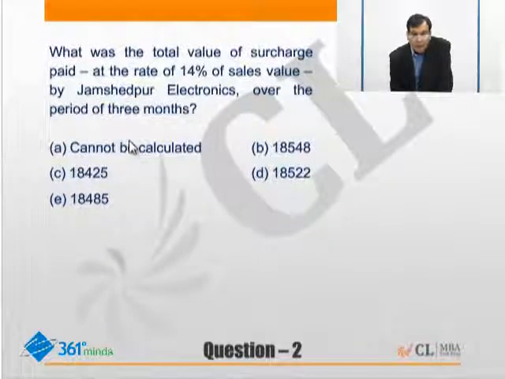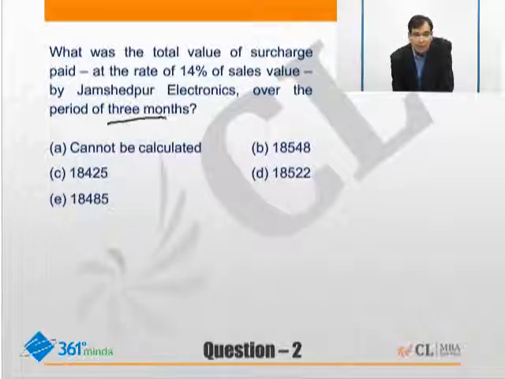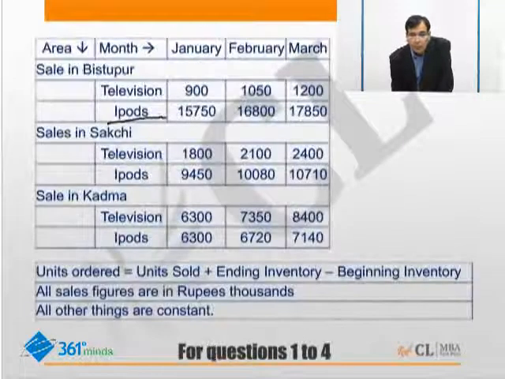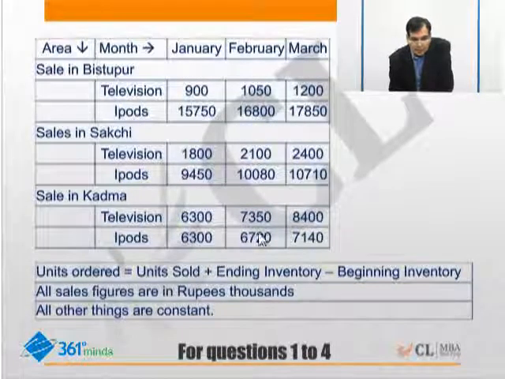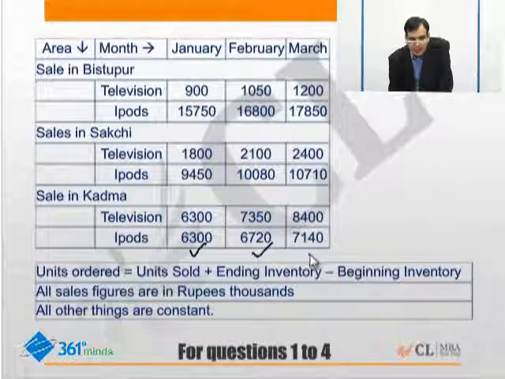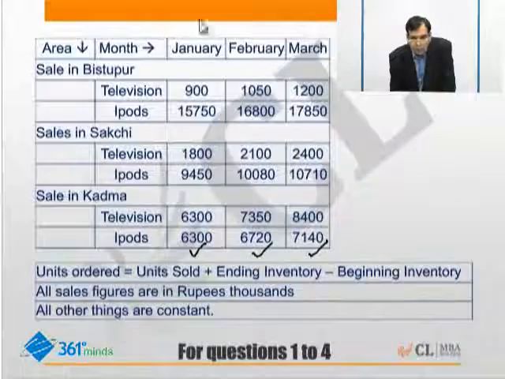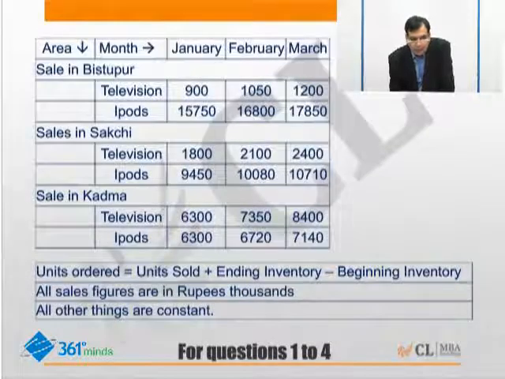The second question, what is the total value of the surcharge paid over the period of 3 months? Now the moment it says what is the total value of surcharge paid for the 3 months, it means you need to know what is the total sales, which means the total of this, total sales in January, in February, in March, all of them are required. So question number 2, inherently if you have to solve, you should be clear, it needs you to find the total of all the months for all the products. So the cumulative total is required. Okay. Let's look at the third question.